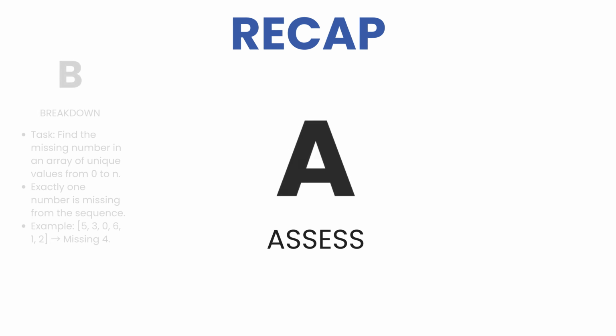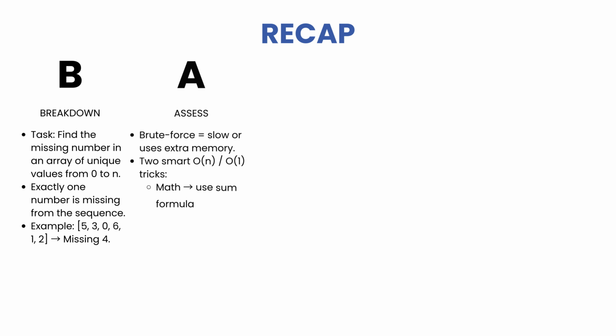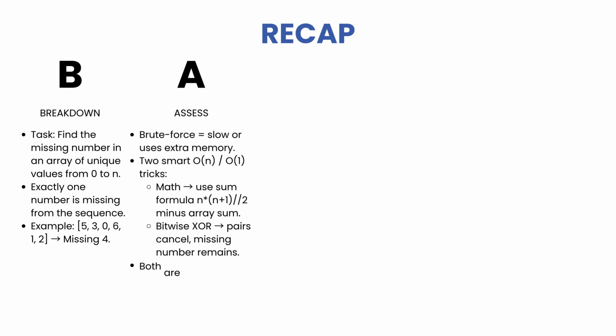Approaches recap. We explored different methods. The brute force approach, while straightforward, isn't efficient. Instead, we looked at two elegant O(n) solutions: the mathematical approach using the formula for the sum of the first n numbers, and the XOR trick where matching pairs cancel each other out, leaving the missing value behind. Both methods are smart, fast, and memory efficient.